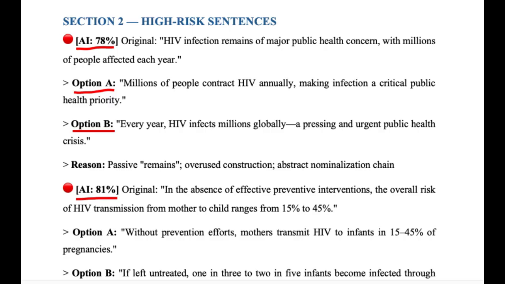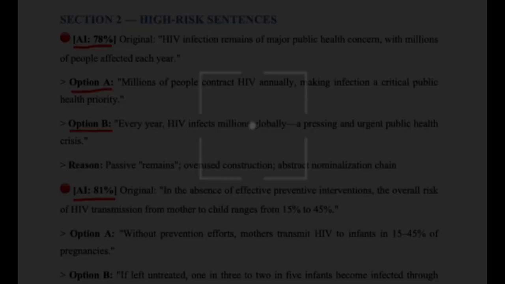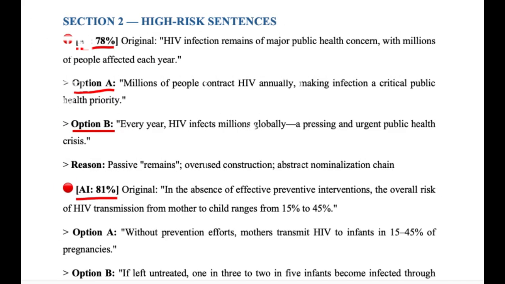Section 2 is where it gets powerful. Every sentence scoring above 70% AI risk is flagged with its exact score. For each flagged sentence, you get 2 completely different rewrite options. Option A uses active voice and direct phrasing. Option B uses a different structure. And the reason tells you exactly why the original sentence reads as AI-generated.